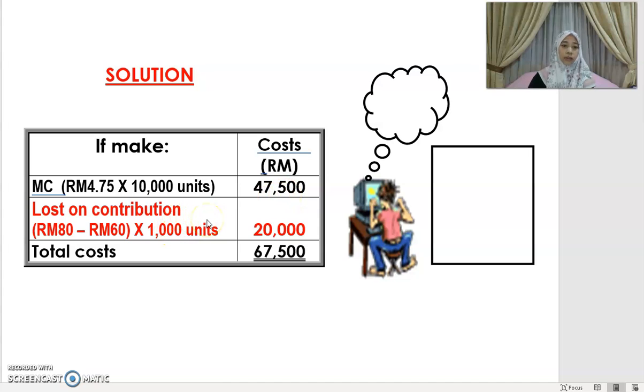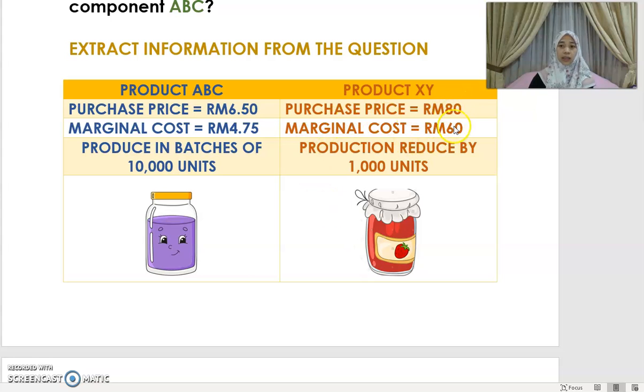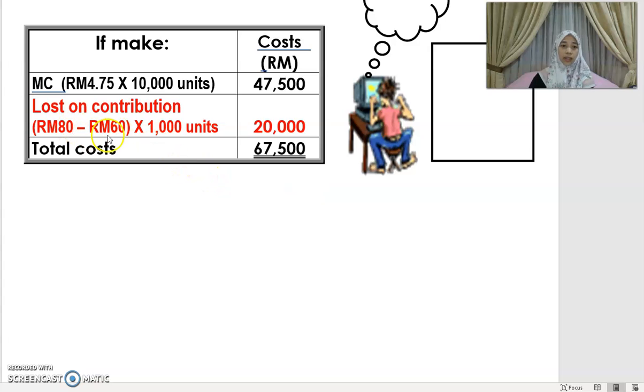What about the loss of contribution? That is the opportunity cost. So if you make ABC, then you need to sacrifice XY. So the loss of contribution of XY is, you see here, the selling price is 80, the marginal cost is 60, so the contribution is 80 minus 60, that gives you 20. So the contribution of XY is 20, and you tend to lose that. So the loss of contribution is 20 ringgit per unit of XY, times the 1,000 units of XY that you need to forgo. So 20 times 1,000 gives you 20,000 ringgit.